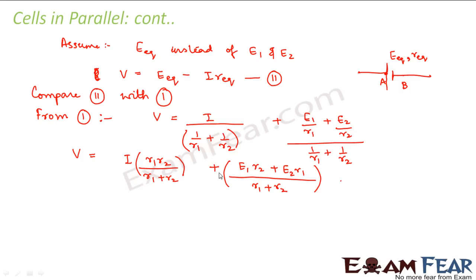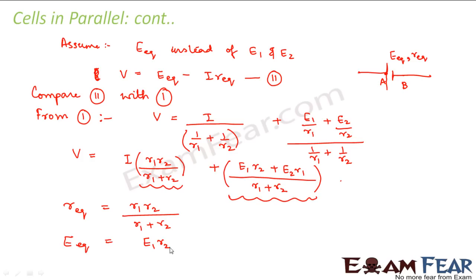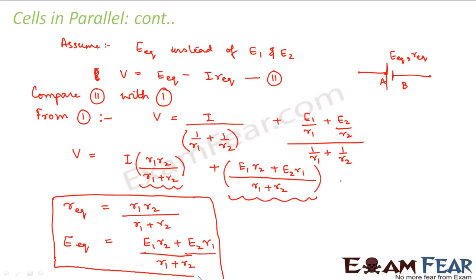Right? So now if you compare this expression with this expression, what do you get? V is equal to I into R. So that R equivalent is nothing but R1 R2 divided by R1 plus R2. And what is E equivalent? E equivalent is nothing but this term, that is E equivalent is equal to E1 R2 plus E2 R1 divided by R1 plus R2. So this is what you get in case of a parallel combination.